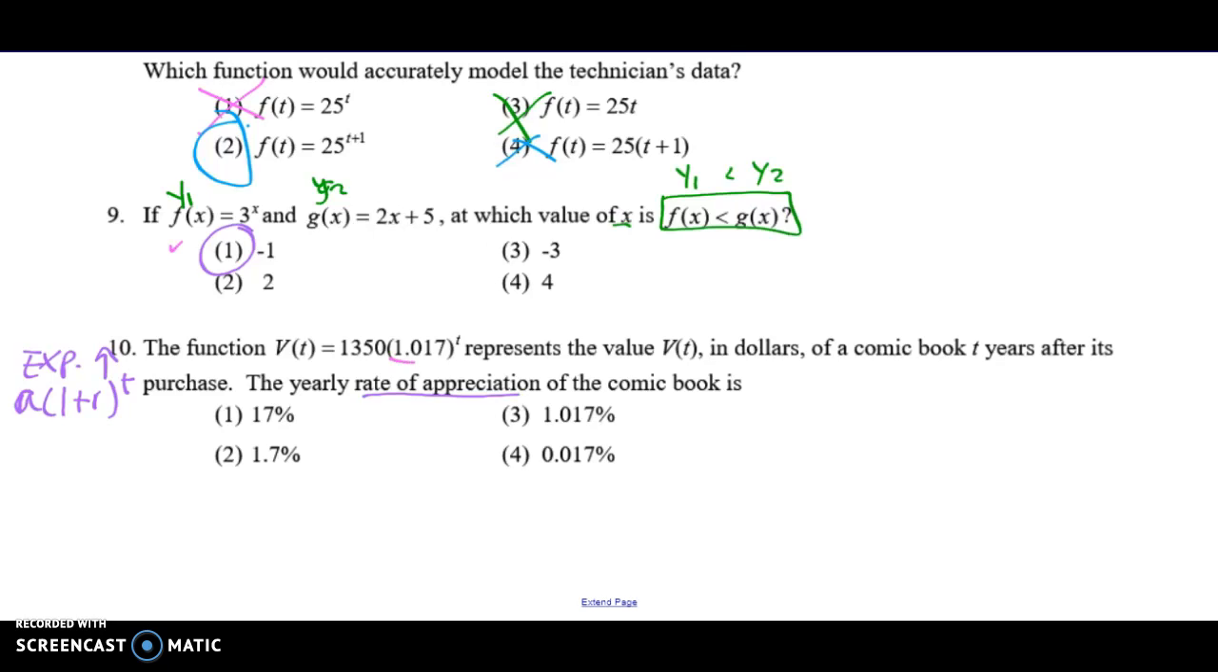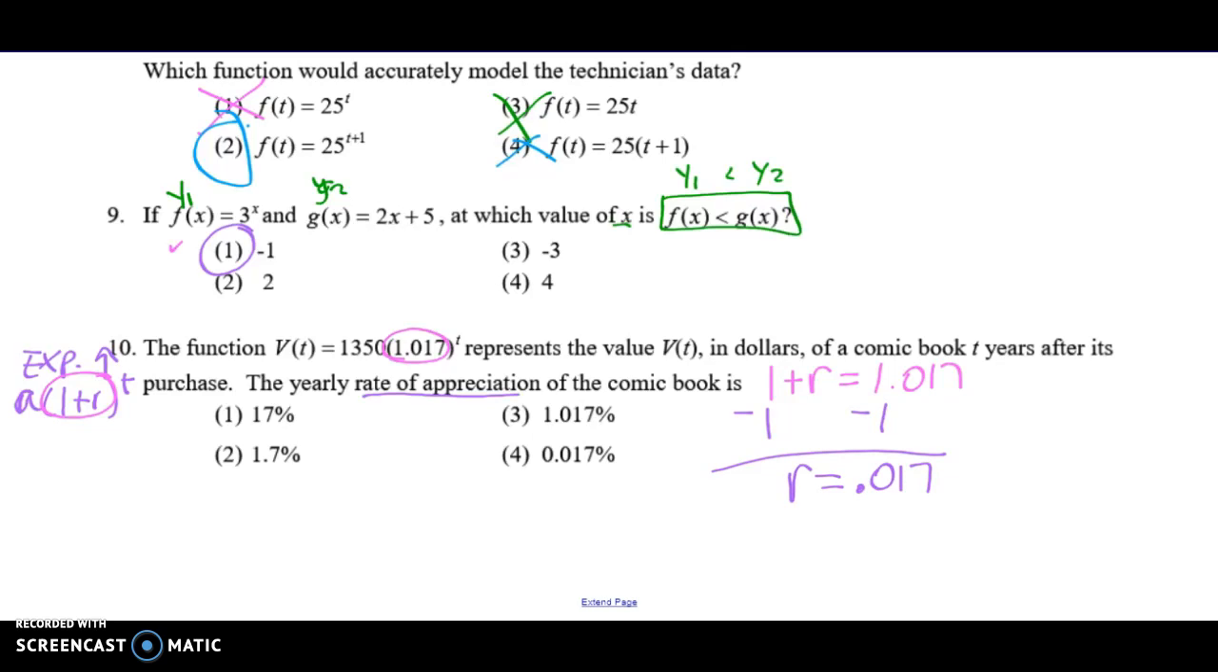So in my formula, a is the start, that's the 1350, but that number inside the parentheses, that's coming from this 1 plus r. So whatever r is, when I added it to 1, I got 1.017. So we're going to use that to unearth our rate of growth. So 1 plus r is equal to 1.017. From here, we would solve for r. To do that, we'll start by subtracting 1. That means r is equal to 0.017.